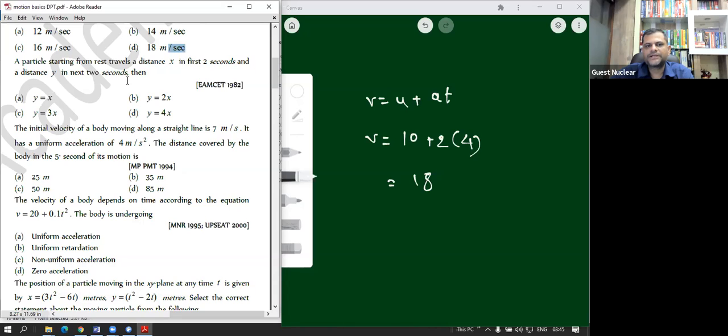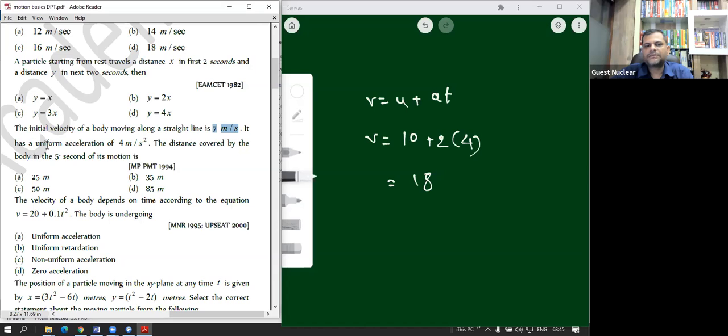Next one, the particle starting from rest travels a distance x in first 2 seconds and y in next 2 seconds. Already we have done it, now y equal to 3x. ये हमने इक्वेशन अभी डिराइव किया था. फर्स्ट जो हमने इक्वेशन किया ना अभी आज के लेक्चर में, वो इसी टाइप का था. चलो नेक्स्ट वन, the initial velocity of the body along a straight line is 7.